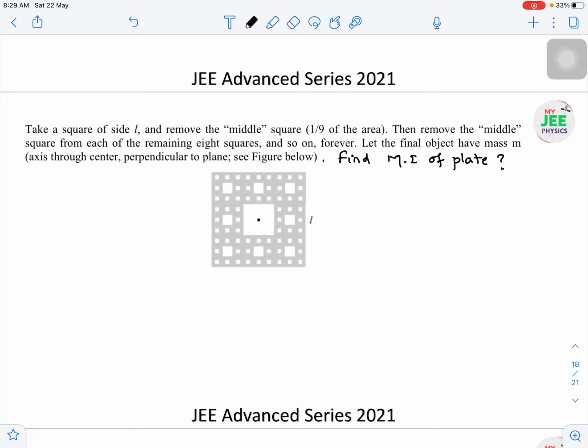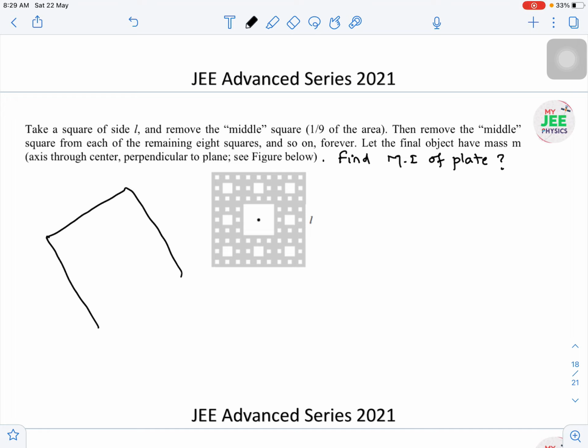Okay, so let us solve the question. If you observe the question, it's a square plate with so many squares removed. First I'm explaining how they are going to remove the squares.